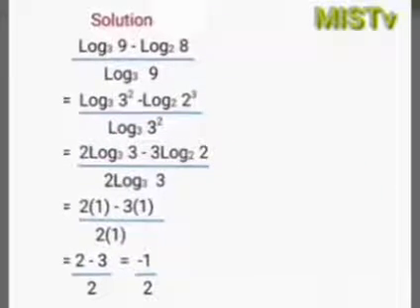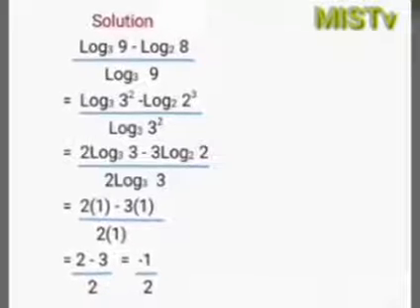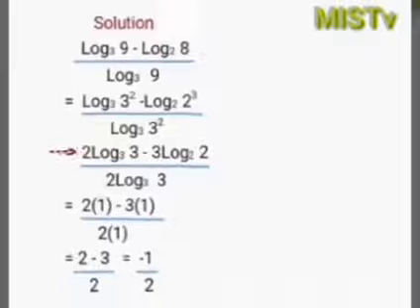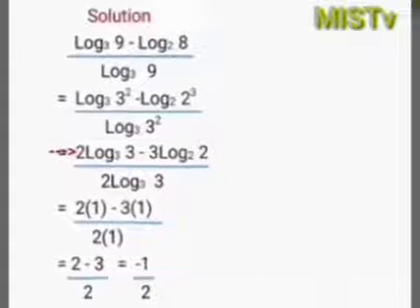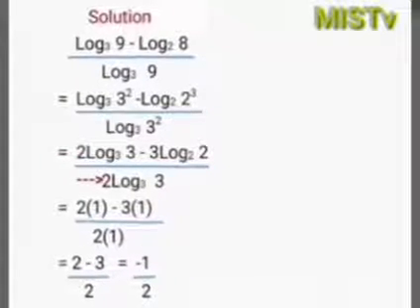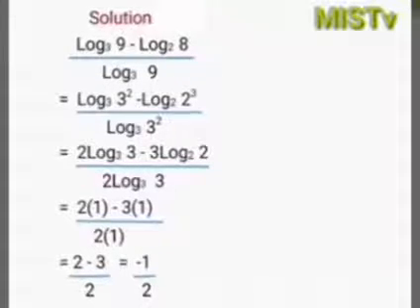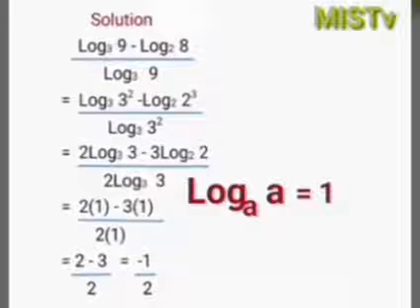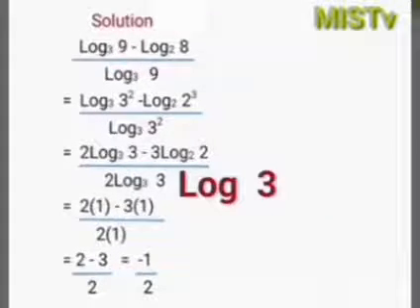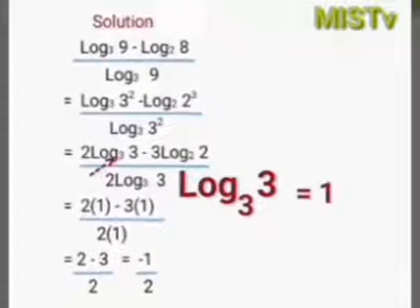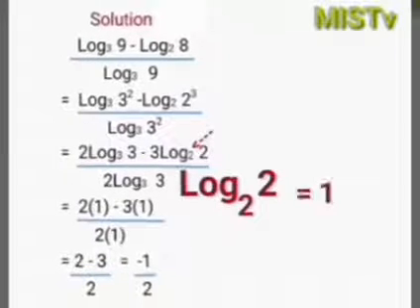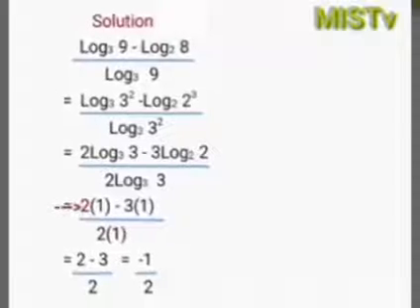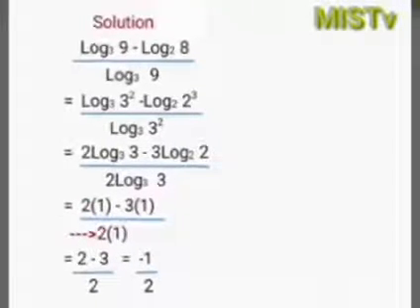The rules of logarithm state that the power goes behind to multiply the log. Therefore, we have 2 log 3 to base 3 minus 3 log 2 to base 2, all over 2 log 3 to base 3. Another rule of logarithm states that the logarithm of a to base a is 1. This implies that the logarithm of 3 to base 3 is 1, and the logarithm of 2 to base 2 is 1. Hence, substituting, we have 2 times 1 minus 3 times 1, all over 2 times 1.